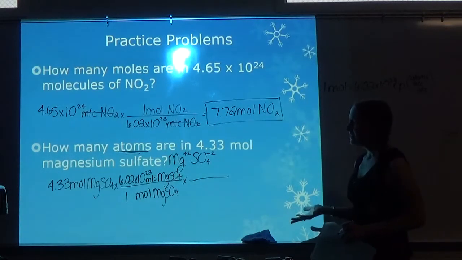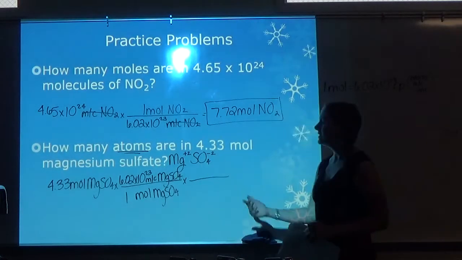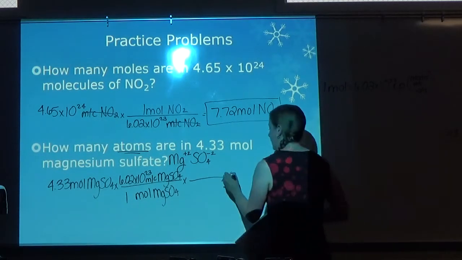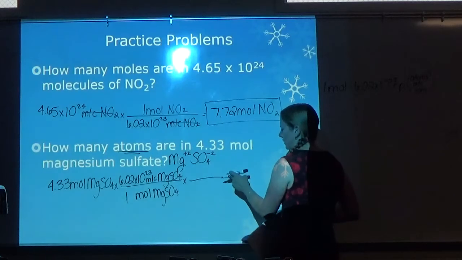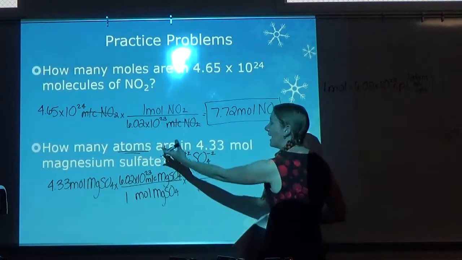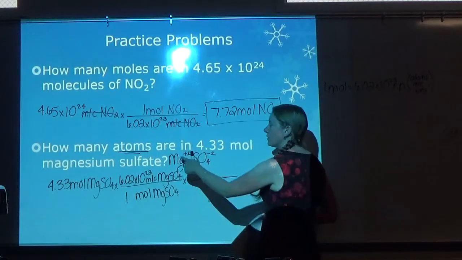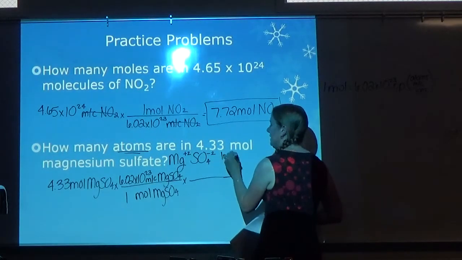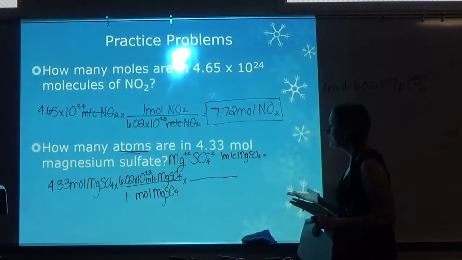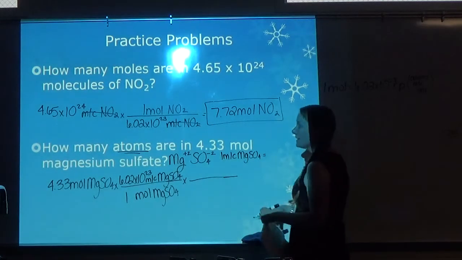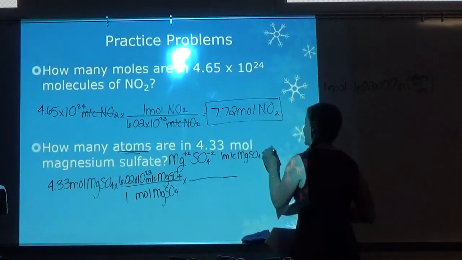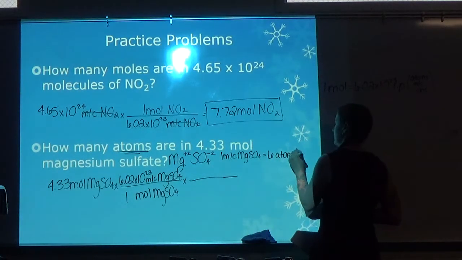Really, it's ions that have been bonded together, and one's a polyatomic ion. But like I said, for now we'll just call it a molecule, but just know it's not actually a molecule. It's an ionic compound. So then I have to get to atoms. So I have to look at how much this contains. So one, what we're calling molecule of magnesium sulfate, really is an Mg, an S, and 4 O's. So it's actually 6 atoms.